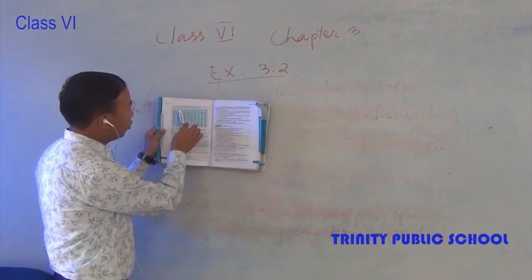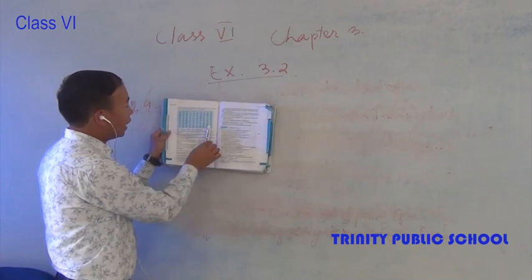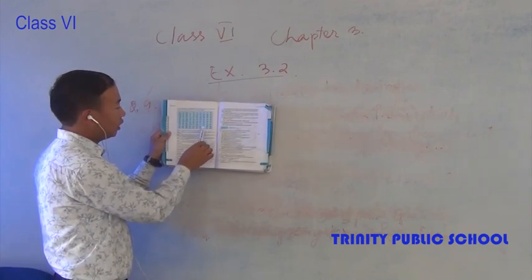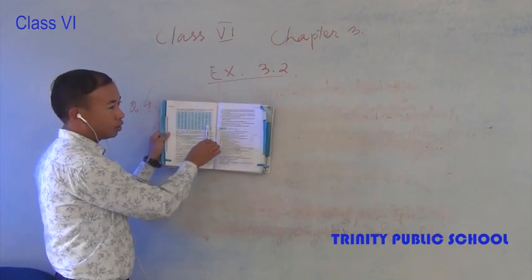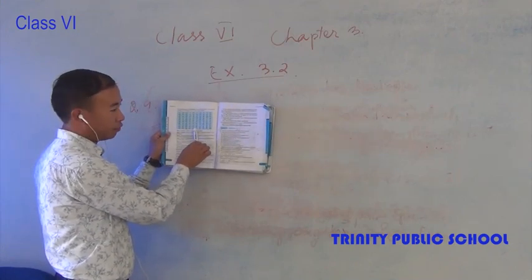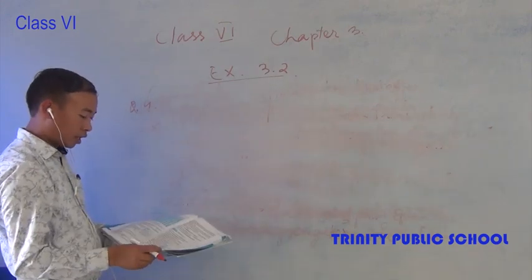Check the numbers which are crossed consecutively. You will find them from 90 to 96. They are all crossed. That means they are composite numbers and they are consecutive. This is question number 9. Check yourself and learn.